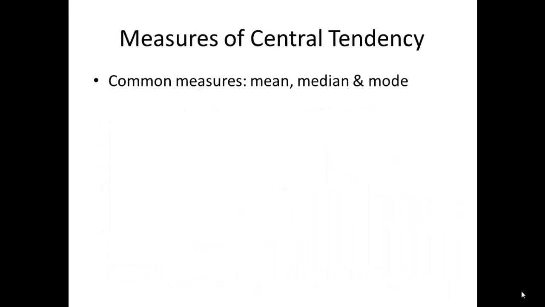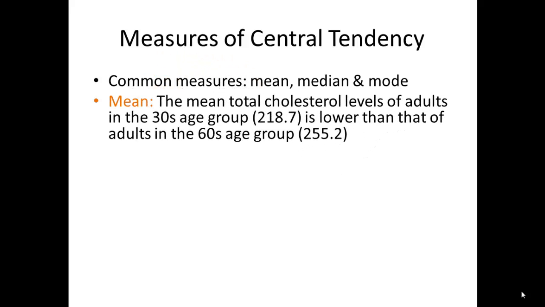Now I'm going to talk about the measures of central tendency. Some of the common measures include mean, median, and mode. First of all, the mean total cholesterol level of adults in the 30s age group is 218.7, which is lower than that of the adults in the 60s age group, which is 255.2. The difference between them is 36.5.